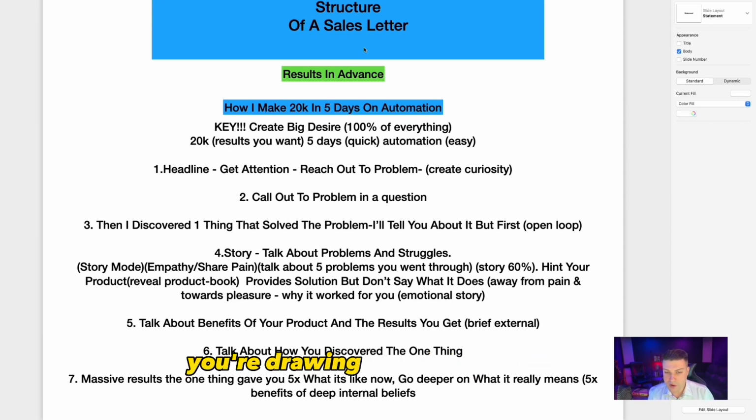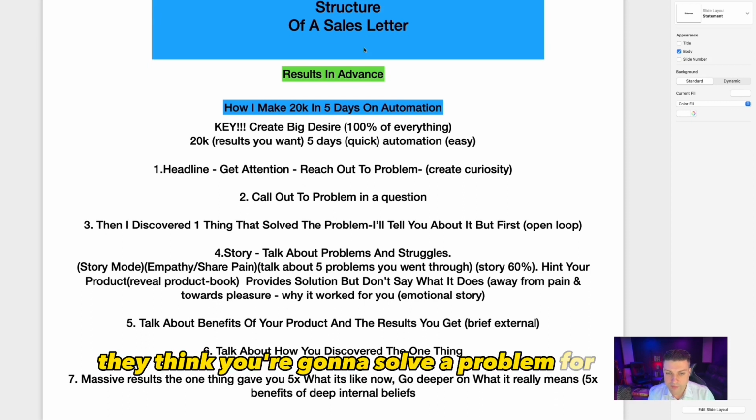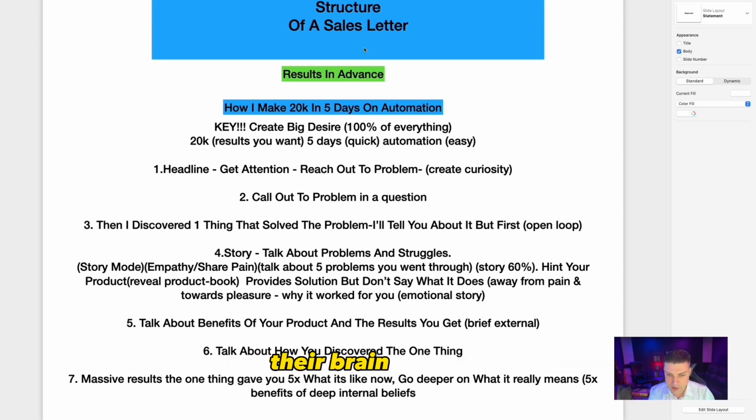So what you're doing is you're drawing them in. Right now, they think you're going to solve a problem for them. They're super excited. Their brain is going, okay, yep, they're solving it. I want this. It's good. They're aligning with my problem. But first, when you keep that loop open, it creates curiosity in their mind, and it releases dopamine. They can't help but keep searching. Once you release dopamine, it makes you want to go further into something.